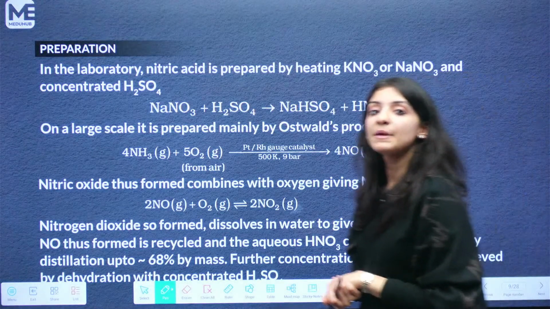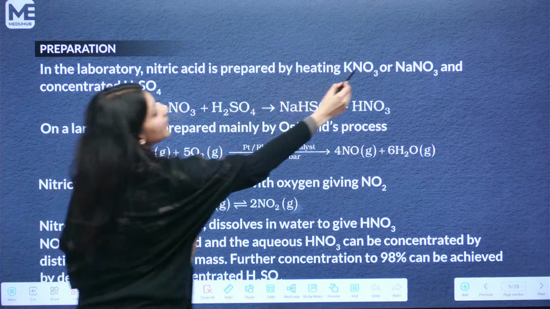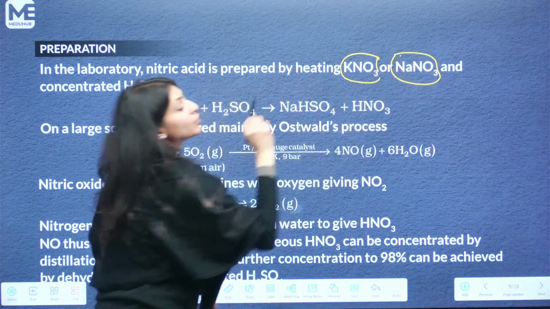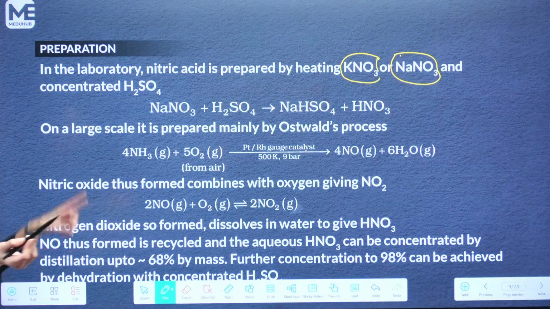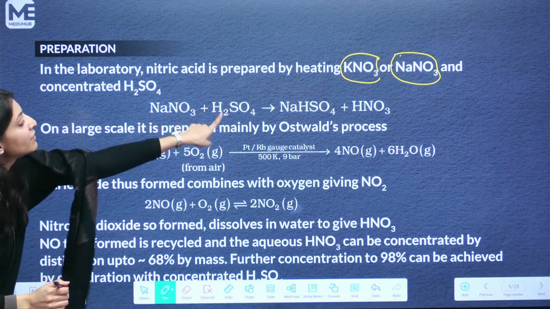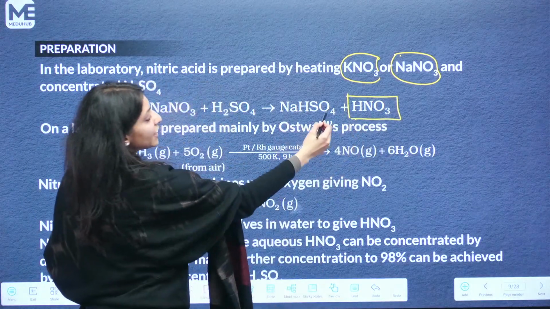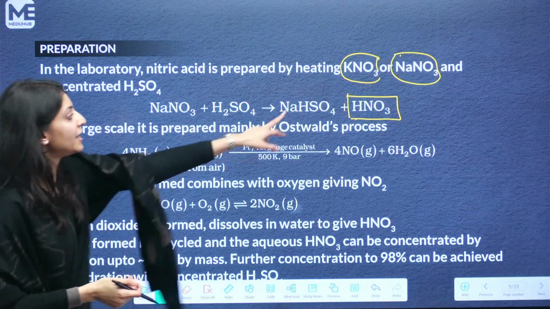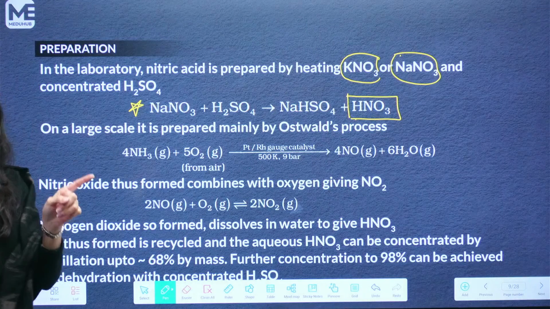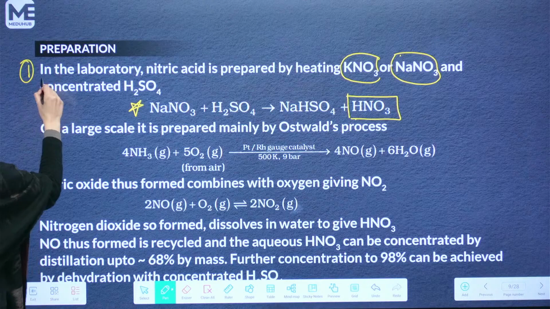Right, if you see the preparation of nitric acid, the first method is by heating KNO3 or NaNO3, potassium nitrate or sodium nitrate with H2SO4. So what happens when we have sodium nitrate reacting with H2SO4? You get the production of HNO3 here. NaHSO4, sodium hydrogen sulfate and HNO3. Remember this reaction because this takes place in the brown ring test also. We will discuss it in 2 minutes now. Okay. So this is the first method of preparation in the lab.